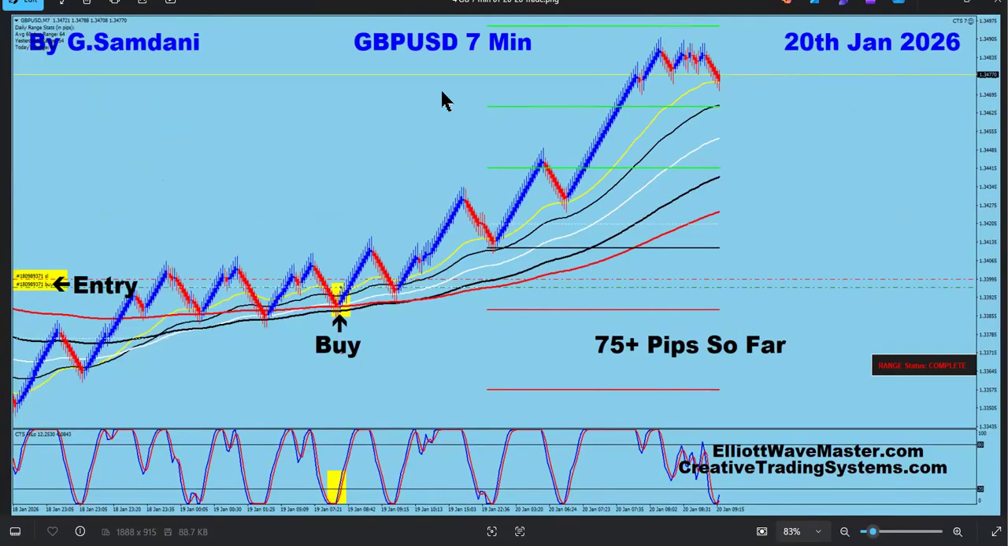Again, this one here is pound USD, entry, entry, entry, entry. All of these entries, and my EA took this one here, and that's it. 75 pip, no problem whatsoever.